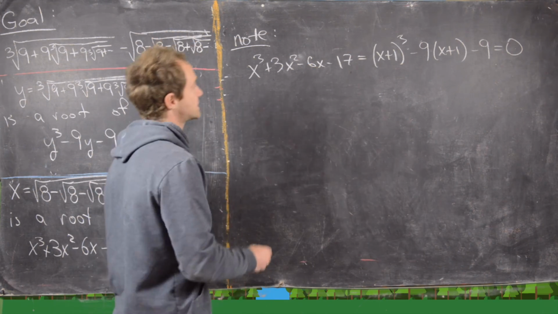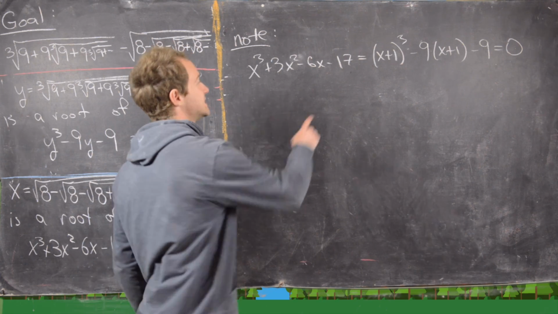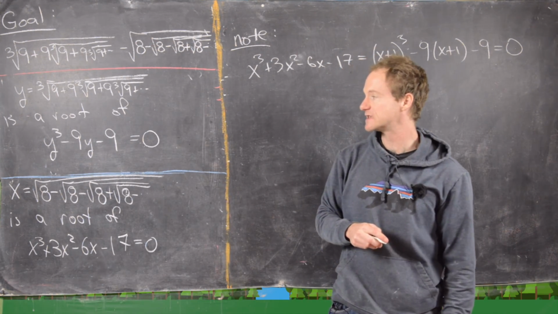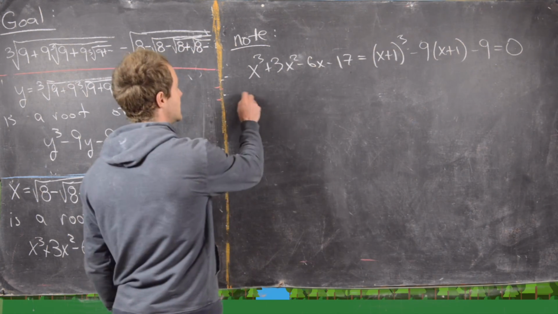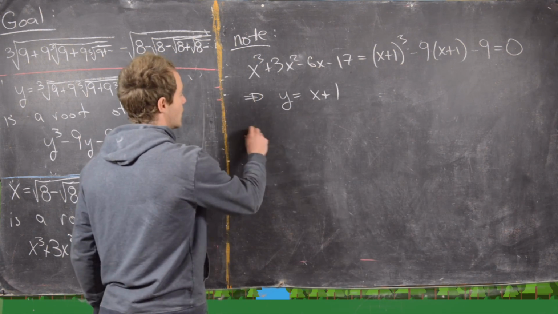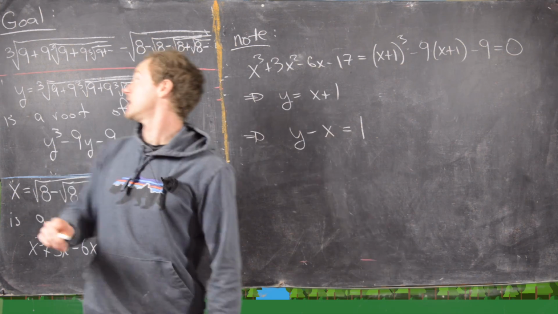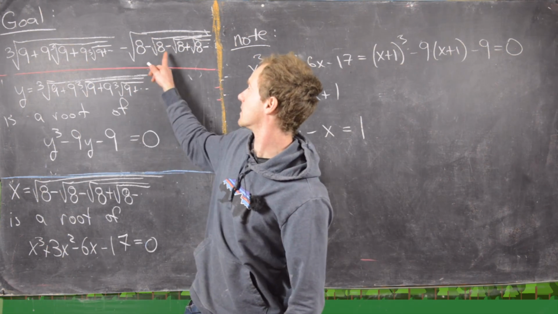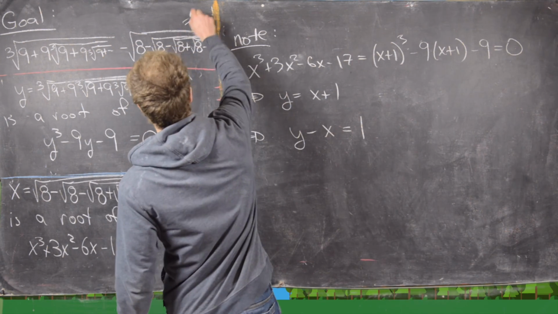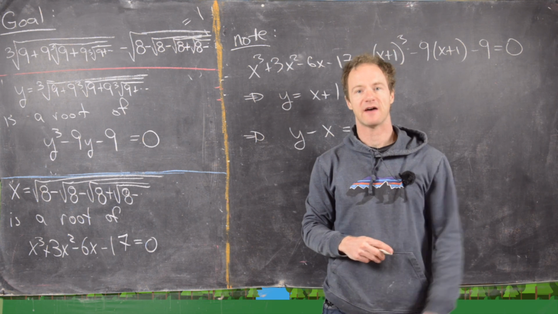In other words, the positive root of this when x plus 1 is positive is the same thing as the positive root of this when y is positive, which tells us that y equals x plus 1, or in other words, y minus x equals 1. But let's recall that y was this first term and x was this second term. So what we have for this goal is that the difference of these two terms is 1. And that finishes this video.